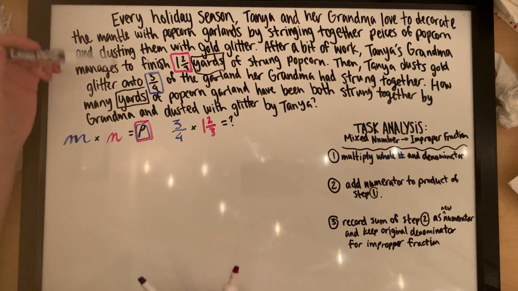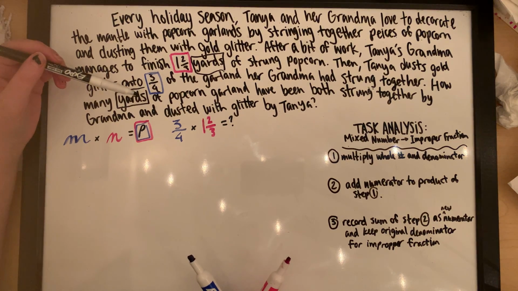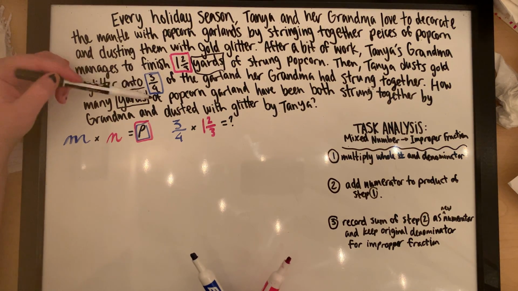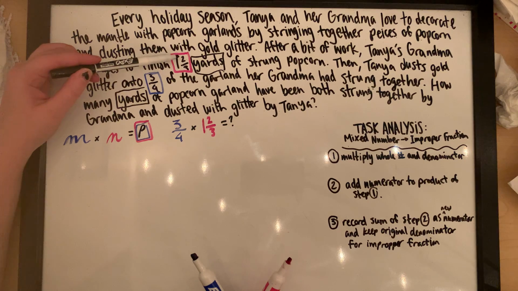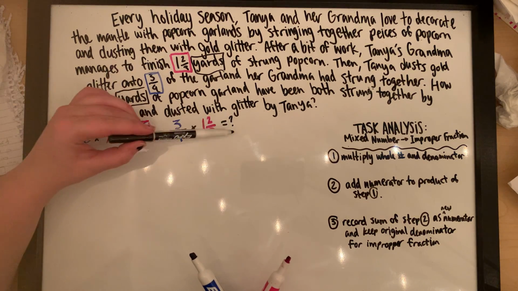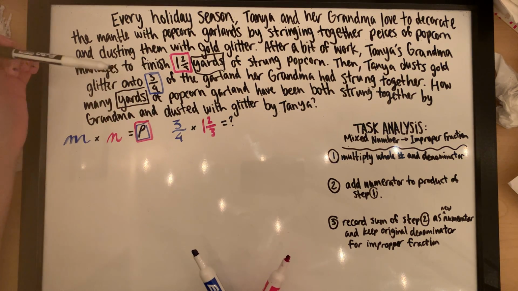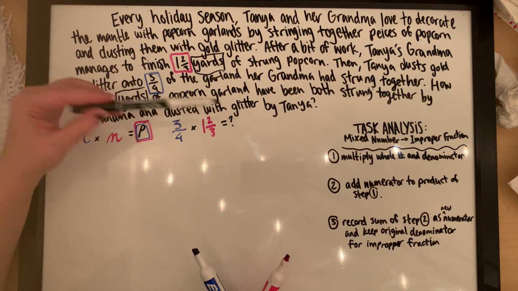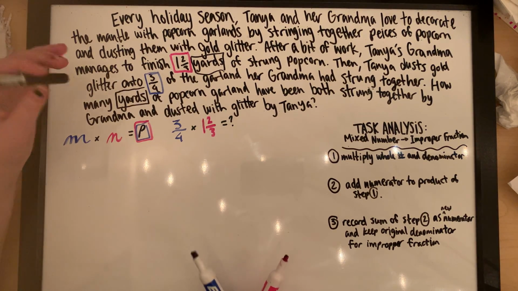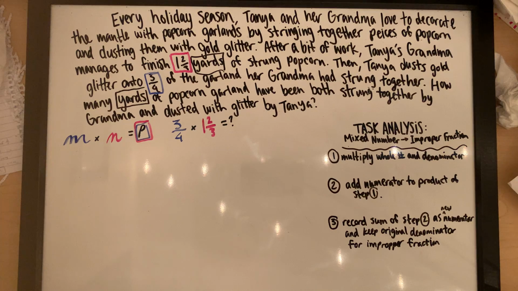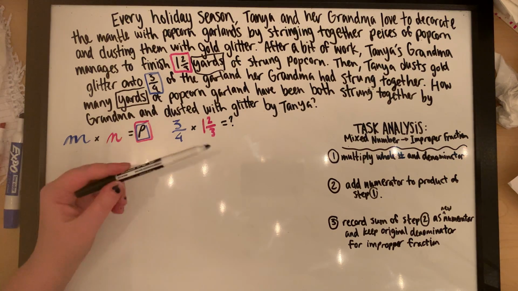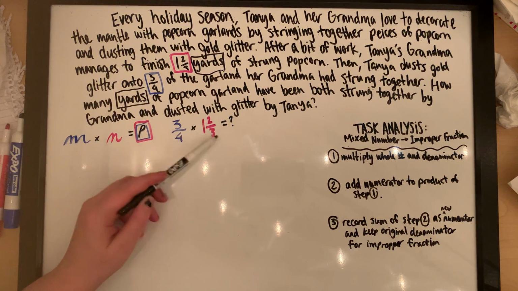So our m value is 3/4. Our n value is 1 2/3, and we are trying to find how many yards of garland have been strung together and dusted with glitter. So it is entirely possible to solve this problem keeping 1 2/3 as a mixed number.